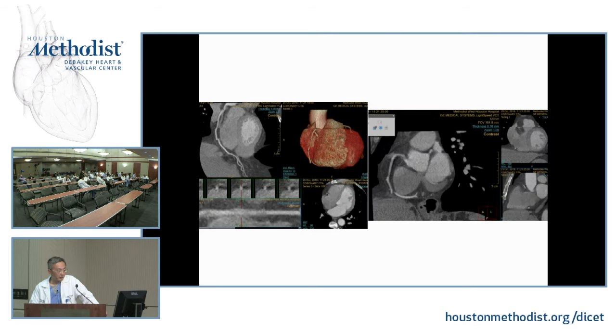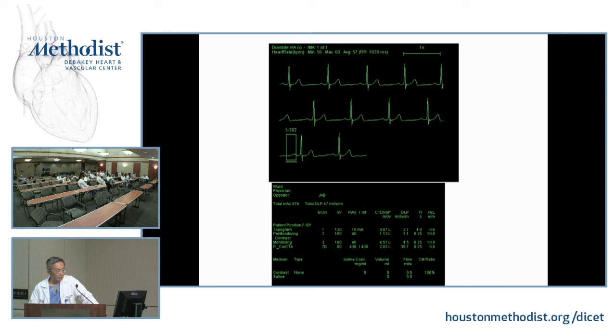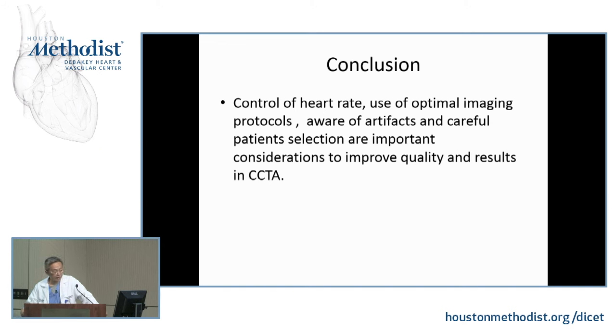And you can never tell from the pictures that one patient received less than 10% of the radiation compared to the other. So anyway, our final thoughts are we want patients to have a good heart rate. We want to use the best scanner, the best imaging protocol, and be aware of the artifact. And again, we'll talk about a lot. Care for patient selection is very important when you want to have a good CT lab and provide the best service for your patients. Okay, that's all I have.